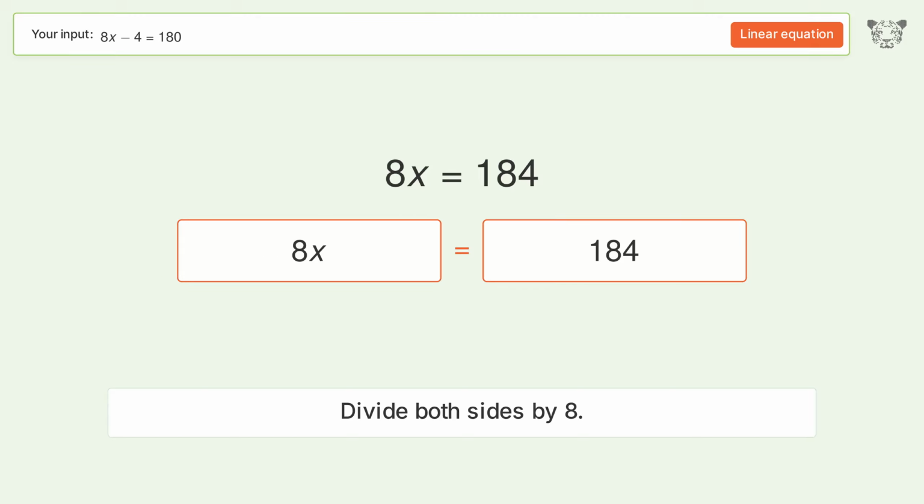The variable coefficient is 8. Divide both sides by 8 to leave the variable alone.